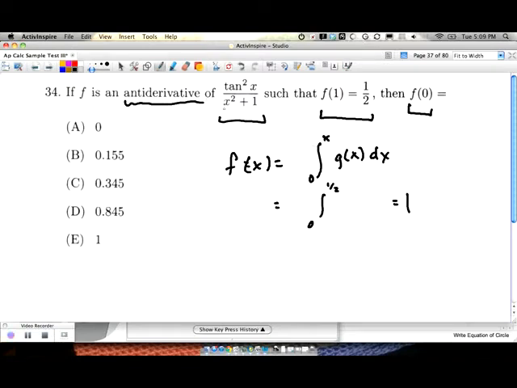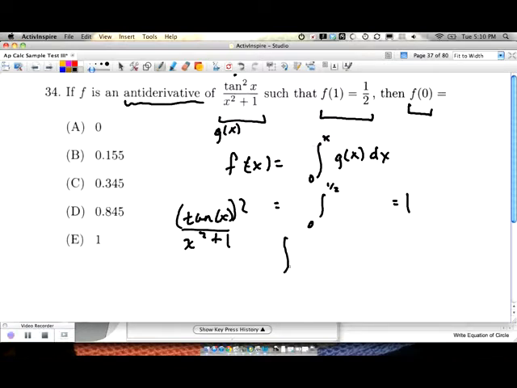F is an antiderivative of this. Oh, so that means that this is our little g of x. So that means we have to take the antiderivative of that. Wow. Okay. Let's do this. Oh, I see what's going on. If we have tangent of x, and this is squared, over x squared plus 1.